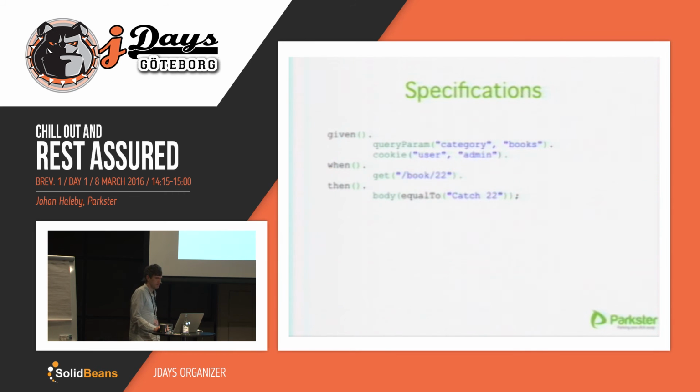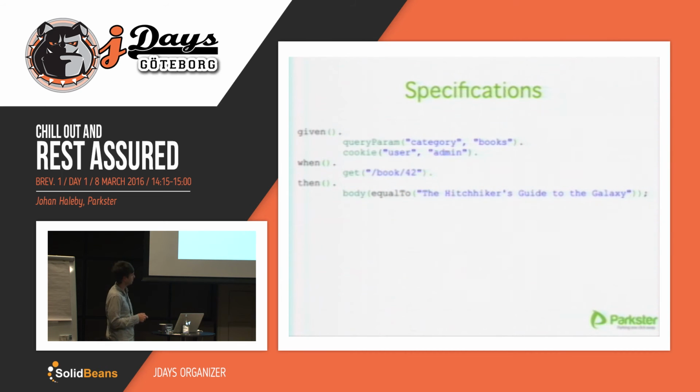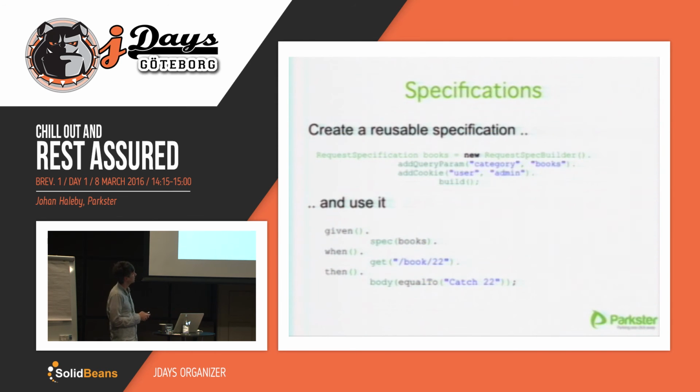Another thing that is very common is that, say we have this example, we're getting a book with ID 22, and we pass in a query parameter and cookie, and we validate that the response body should be equal to Catch-22. Then we have another test that goes to the same path but a different ID, 42. You can see that we have the same query parameter and the same cookie. So now we are repeating ourselves, and we don't like that. What we can do instead is to create a specification. Here's an example of that. We create a request spec builder, add a query parameter, add this cookie, build it, and then supply the specification here. So we don't have to repeat ourselves. There is one for request specifications, and there is one for responses as well that you can use.